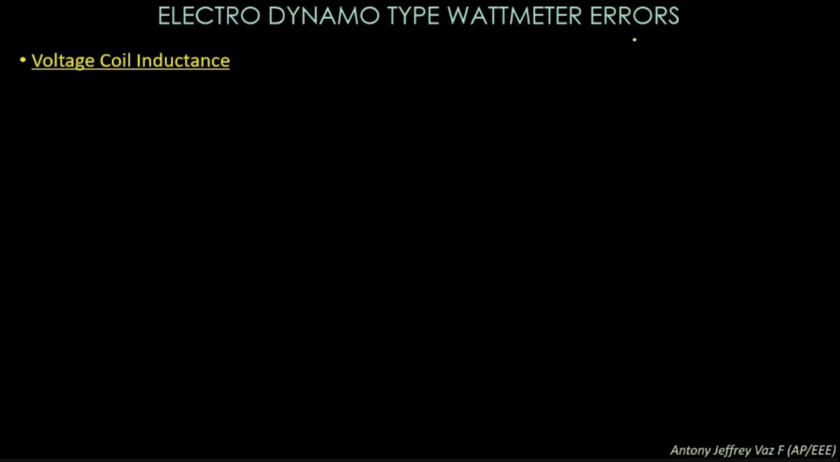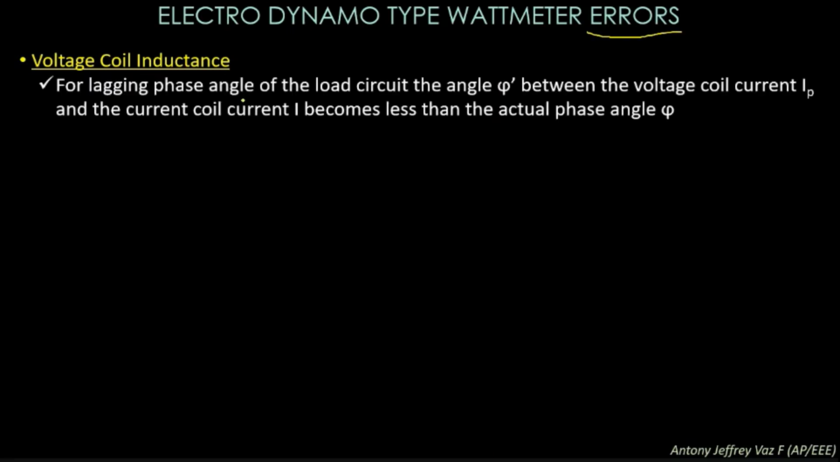Next we will be seeing what are all the errors present in electrodynamometer type wattmeters. Here you can see, for a lagging phase angle of the load circuit, the angle phi dash between the voltage coil current IP and the current coil current I becomes less than the actual angle. Here this is the actual voltage supplied and this is the actual current delivered, since there is a lagging phase angle, that is a lagging power factor.